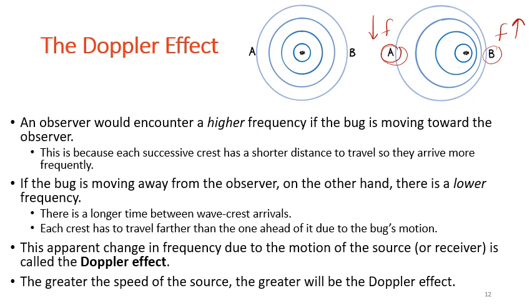And if the speed of the source is higher, let's say in this picture the bug is moving with a higher speed, then the frequency for the observer at B increases, and the frequency for the observer at A decreases more. So that means if you have greater speed, the Doppler effect will be greater.